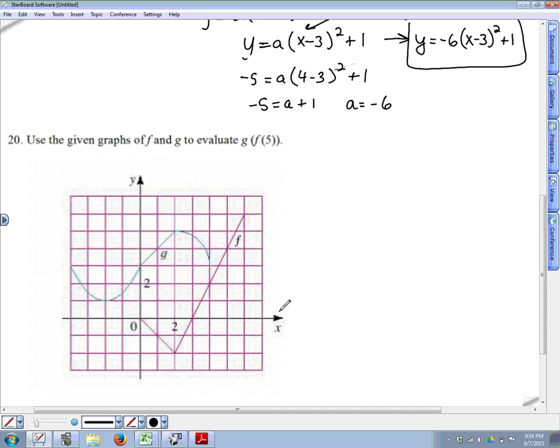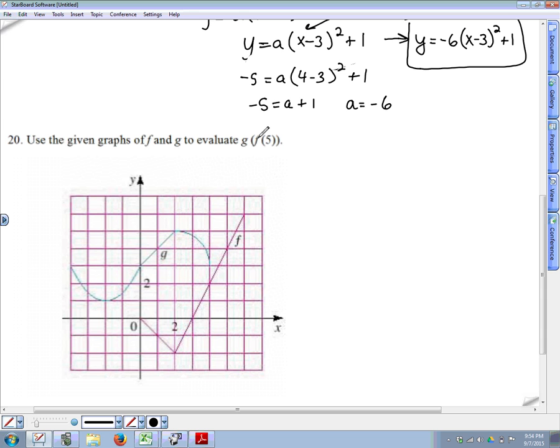Now, this is from section 2.7, combining functions. Usually with a problem like this, g of f of 5, you'd have two different functions, f of x and g of x, and you'd have some kind of equation here, and you'd plug the 5 into the f function, take that result and plug it into the g function. What you are being asked to do here in question 20 is to do all of that graphically, which actually is a little bit easier.